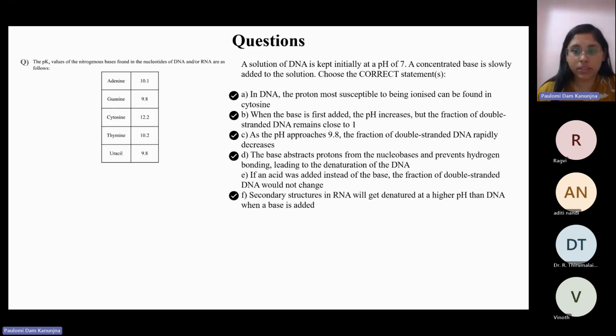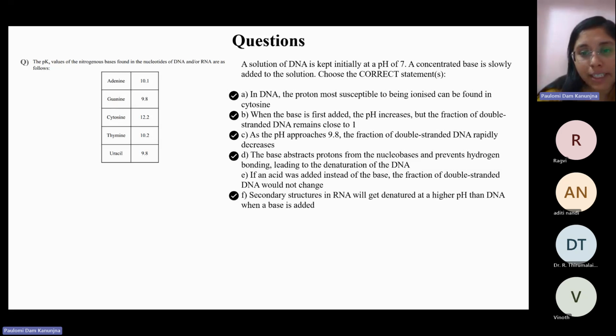Okay, let me give you the answers one by one. The first one says the proton most susceptible to being ionized in DNA can be found in cytosine. If you look at the pKa value, or at the structure of these different groups, you can see that cytosine will be more susceptible to being ionized. So you can see that from the structure.